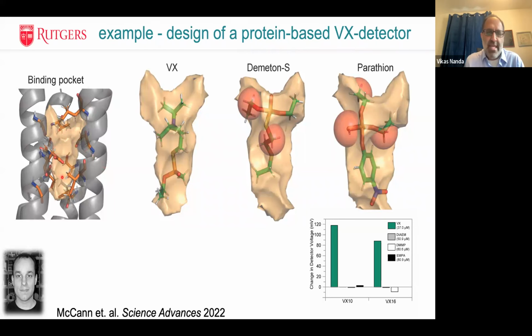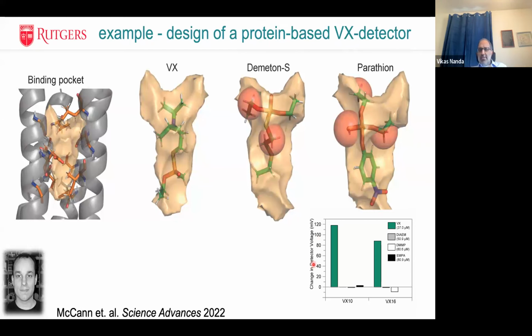And the mutations were made such that you built a binding pocket that had just the right shape to bind the VX molecule. But specifically, this pocket was designed not only to bind VX, but to not bind other compounds that had similar shapes, but were different enough that they would clash with this particular pocket.